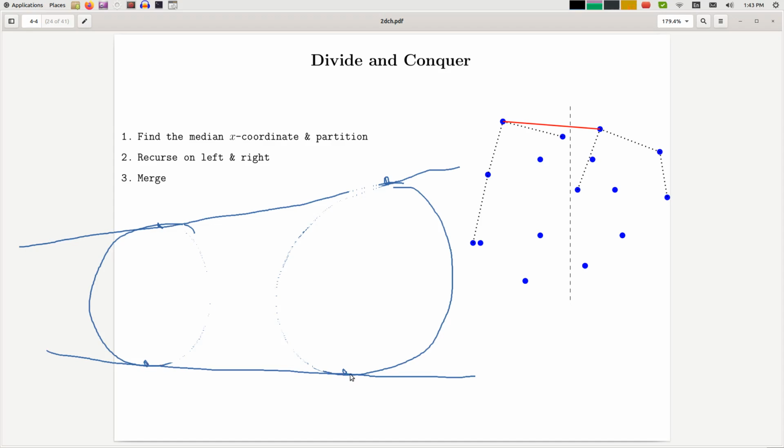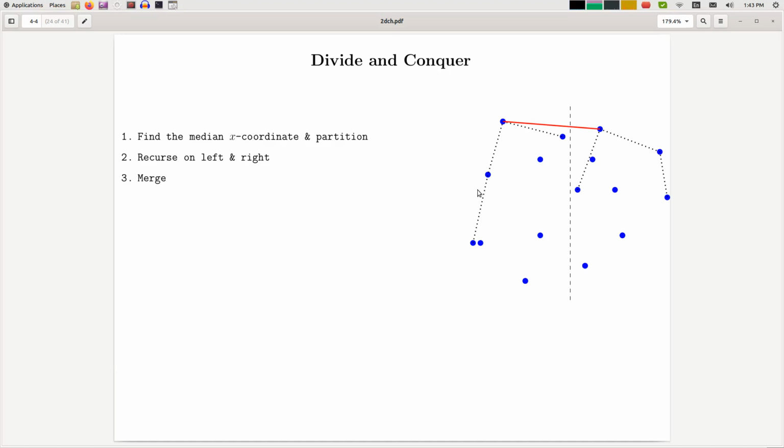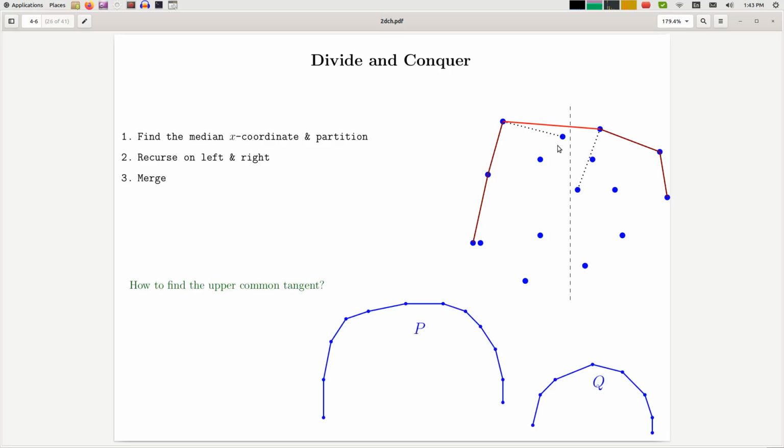Okay, so for the upper hull, we just need to look at the upper common tangent, and then we merge these two things together. A pictorial would look like this. After finding this, we keep these dark red parts, and we delete these middle parts. In other words, the merging step reduces to finding a common tangent between two upper hulls. So now the question is, how do we solve it? How do we find a common upper tangent between two convex polygons?